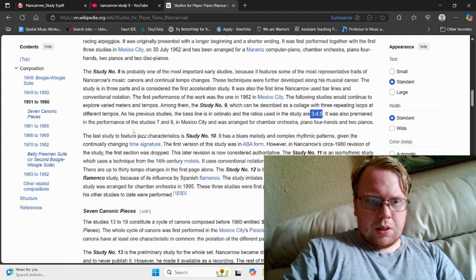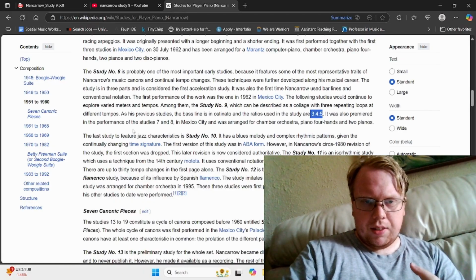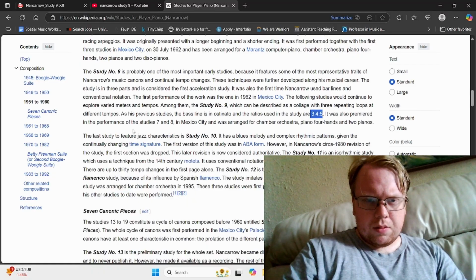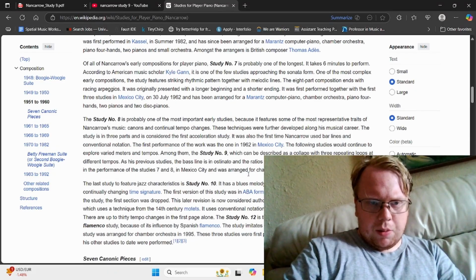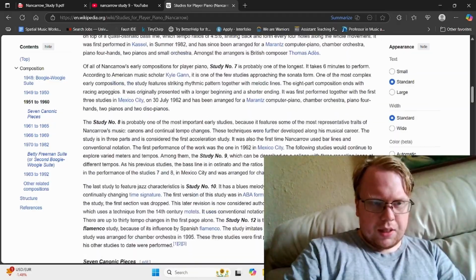Okay, interestingly, this one was premiered alongside Study 8 and Study 7. I don't have the score to Study 8, but yeah, there's an arrangement of 7 and 8 for chamber orchestra and pianos. Seems to be a bit more of an obscure one. Like, there's not a lot about it other than this 1962 performance. So, yeah, let's give it a listen.